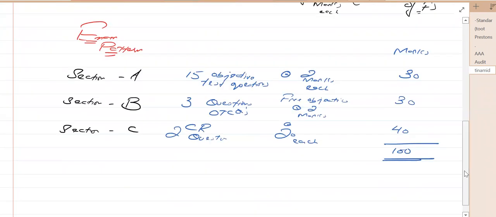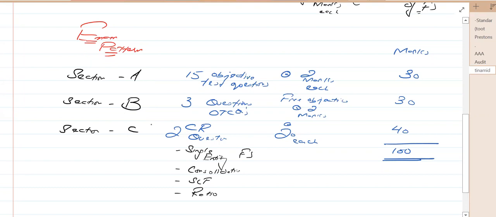But more specifically, when it comes to these 2 CR questions, you only have 4 topics that you need to prepare within these. So one is the preparation of the single entity financial statements. And then you have the consolidation. Then you have the statement of cash flows. And then you have the ratios and interpretation. So you might think the examiner has only 2 questions, but there are 4 topics.